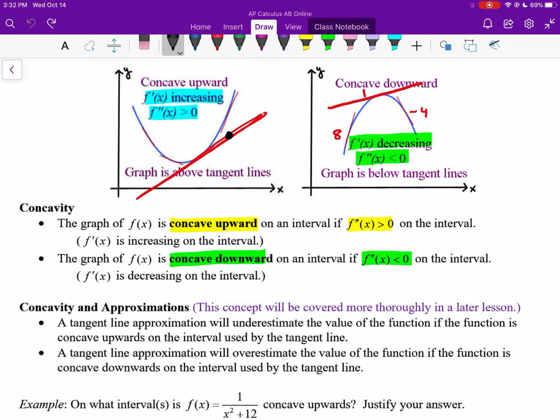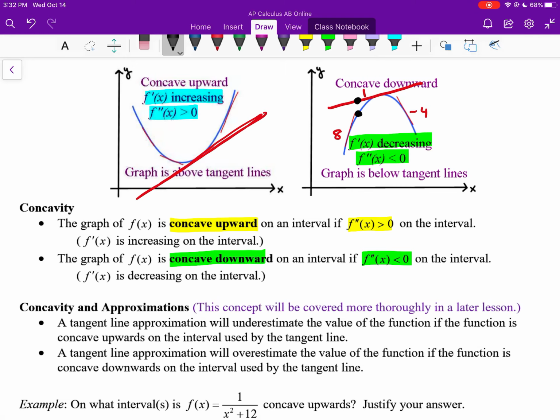Going the other direction, if your function is curved down, and we have, say, this tangent line over there, approximations made with that tangent line are going to be overestimates. If you have a particular x value, say over here, and you use the tangent line to approximate, that y value is going to be an overestimate. It's going to be bigger than the true y value.